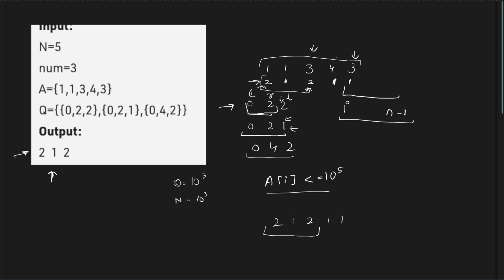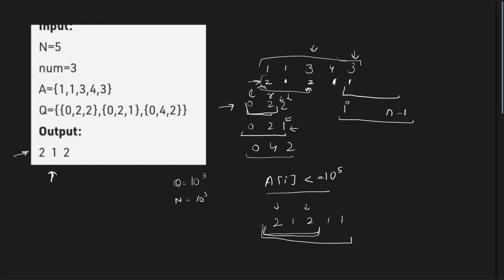Similarly, in the second query, we had to traverse in this particular range, and the total number of 1's is 1, so the answer will be 1. And similarly, for the third query, if you traverse this range from 0 to 4, the total number of 2's is still 2. So the answer will be 2. This is exactly what we have to do.